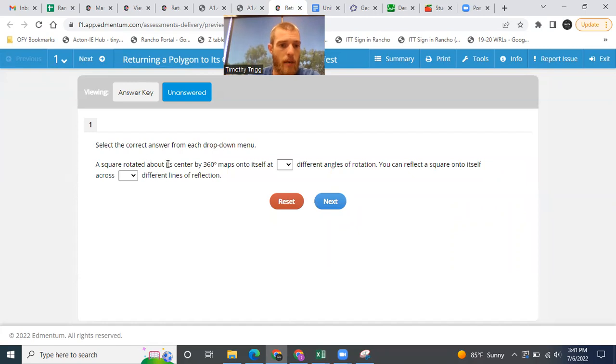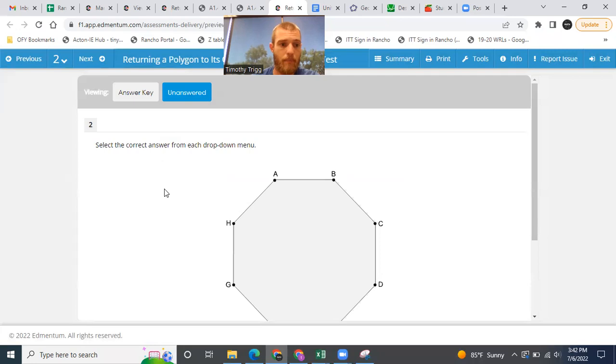The square rotated about its center by 360 degrees maps onto itself how many times? So it's a square, four-sided shape. How many times will it rotate onto itself? You can reflect the square onto itself. How many lines of reflection will it have? So again, a four-sided shape will have how many rotations onto itself, and as well as how many lines of reflection. So if you're paying attention to the tutorial, this should be an easy one. Select the correct answer from the drop-down menu.